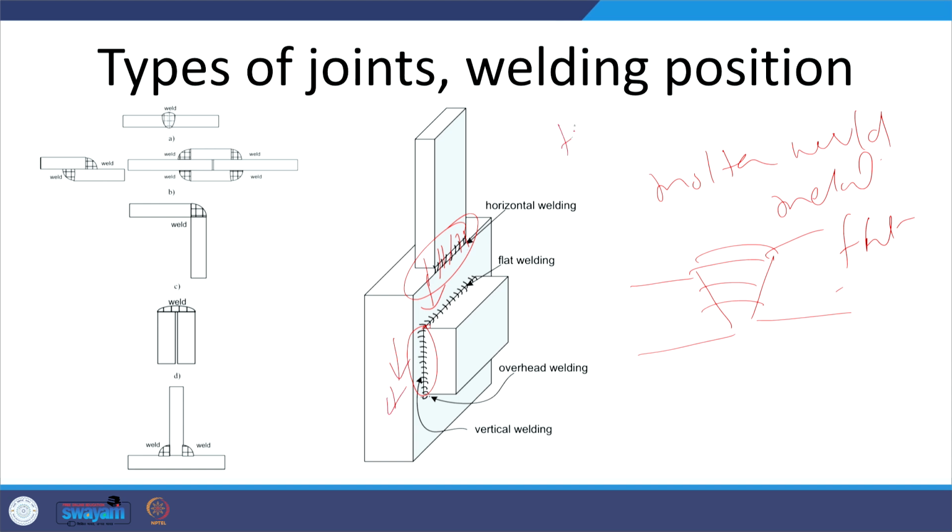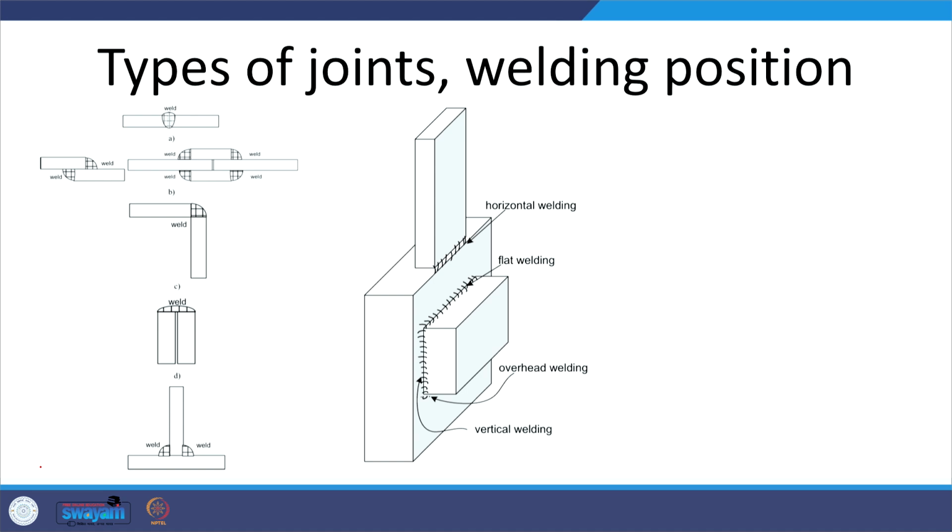So, the horizontal and vertical welding positions are both a little difficult because it takes a lot of effort to control the molten metal and its placement in the desired position. And the most difficult position is overhead welding, because we have to feed the molten metal against gravity.